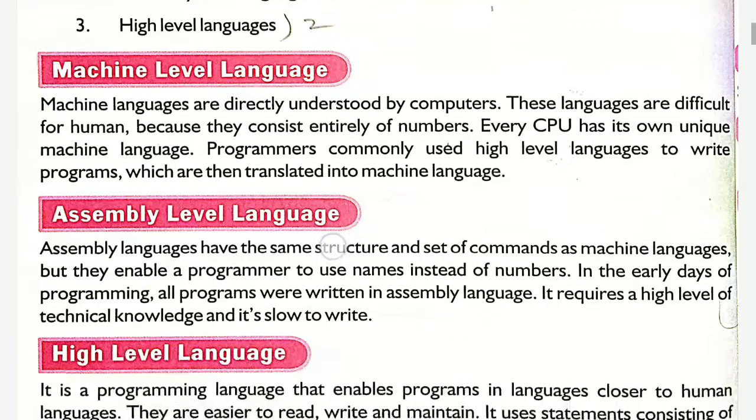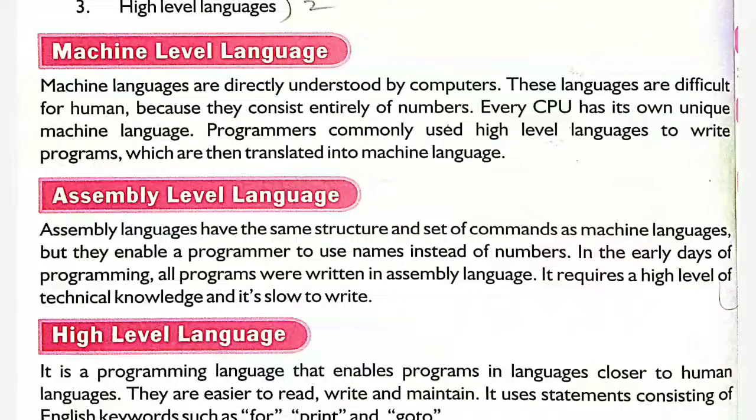Okay, so the next thing is assembly level language. Assembly language has the same structure and set of commands as machine level language, but they enable a programmer to use names instead of numbers. In the early days of programming, all programs were written in assembly level language. It requires high level of technical knowledge, and it is slow to write.